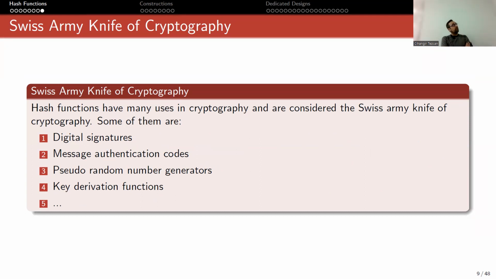Let's finish with this final word. Hash functions have many uses in cryptography and are considered the Swiss Army knife of cryptography. Some of them are digital signatures. As I mentioned, you don't sign a message itself, you sign the hash of it. Message authentication codes, pseudo-random number generators, and key derivation functions, where you want to use a secret key, but you don't want to generate it by flipping coins to get zeros and ones. Instead, you take a strong password and hash it thousands of times. The resulting hash value is used as your secret key.